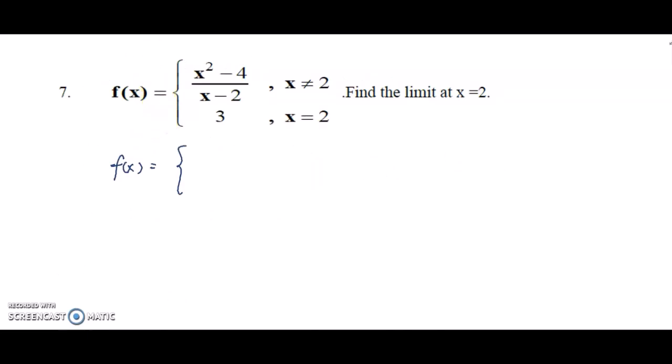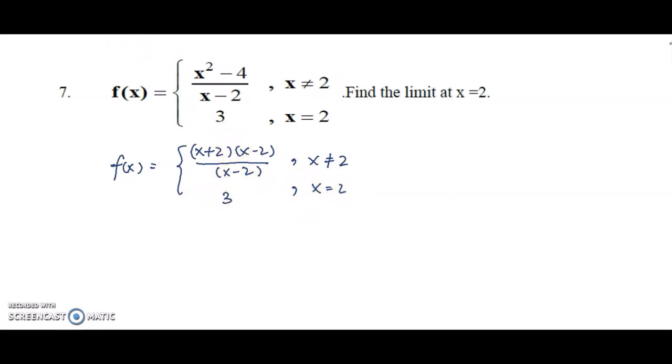Let's consider this question 7. f(x) is given as this piecewise function. We need to find the limit at x equals 2. Before we proceed to finding the limit, we need to simplify this function first. You can see that x squared minus 4 can be factorized into x plus 2 multiplied by x minus 2, over x minus 2. And this function is valid for x not equal to 2 for this interval. For x equals 2, the function f(x) will take the value 3. It's a constant function when x equals 2.